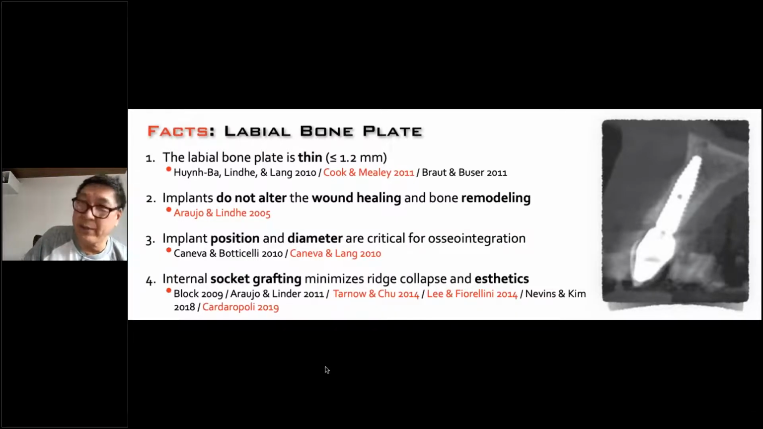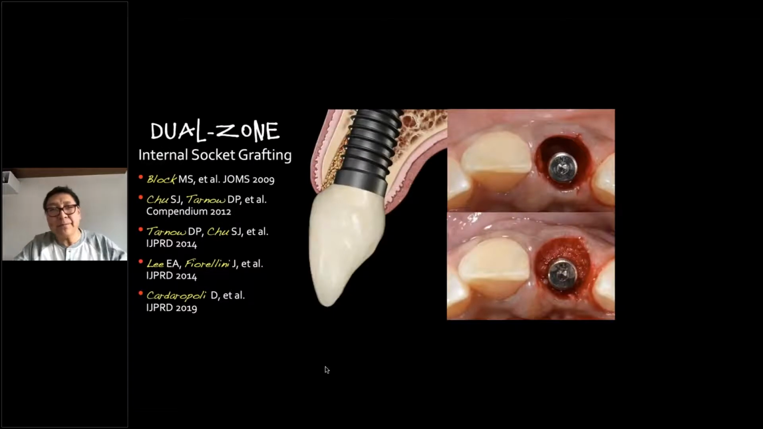I know there's a very recent paper that was just published that said that internal socket grafting didn't make a difference. However, their N number was very low. It was only a 10-month follow-up, and they only looked at thick phenotype patients.